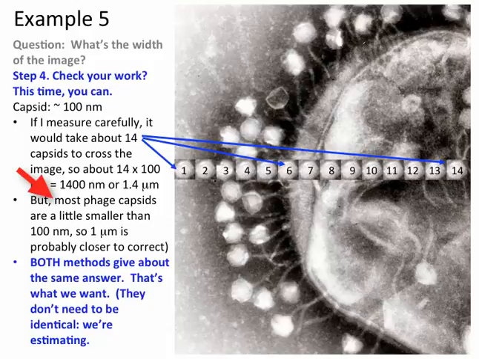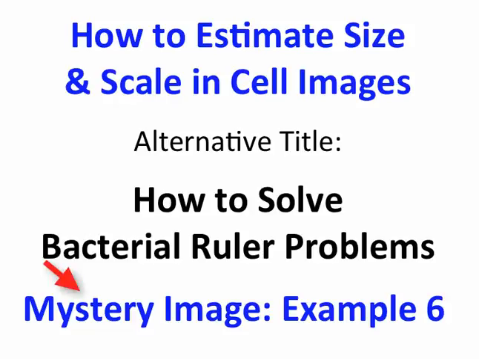But most phage capsids are a little smaller than 100 nanometers, and so 1 micron is probably closer to correct. It doesn't matter. Both methods give about the same answer, and that's what we want. They don't need to be identical. We're estimating.